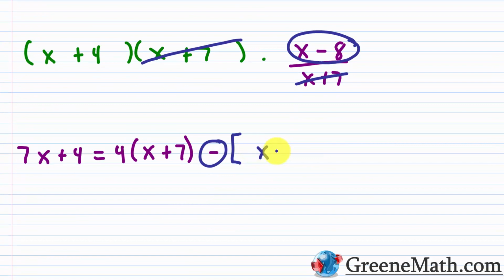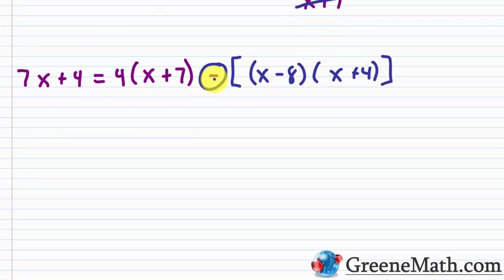So x minus 8 inside of parentheses times x plus 4. Okay. And we'll go ahead and FOIL that out. And again, that minus sign out in front of the brackets is going to make sure that I get the correct sign. Okay. So let's go ahead and rewrite this.